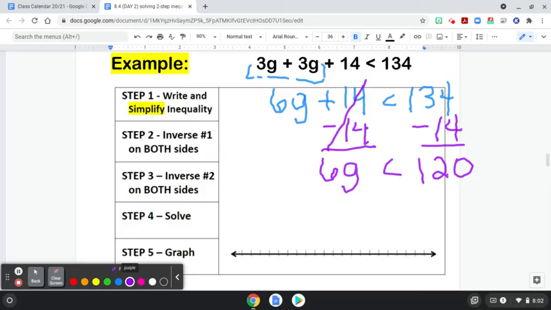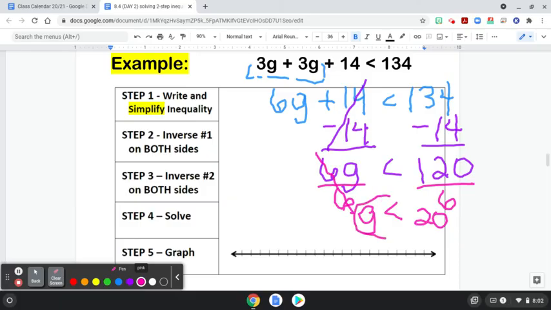Second inverse, the opposite of multiplying our variable by 6 is to divide by 6. Do that on both. 6's cancel out because they're opposites. Variable G, all numbers less than 20, since 120 divided by 6 is 20.